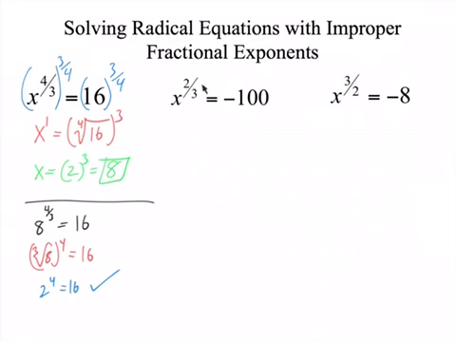So for this one, I'm going to power both sides by the 3/2, the reciprocal of 2/3. So when I take the 3/2 power, both sides, I end up with x over here. And on here, I get the square root of negative 100 to the 3rd. Now, you can put the 2 there if you want, but you have the square root cubed.